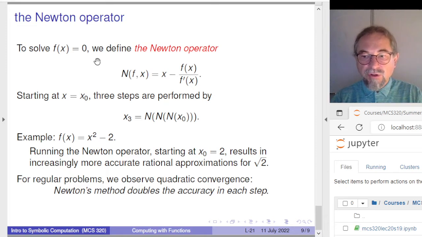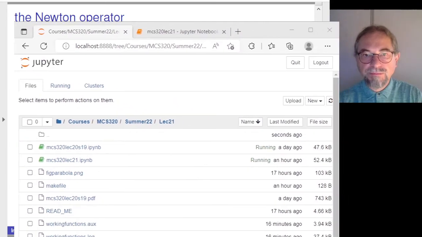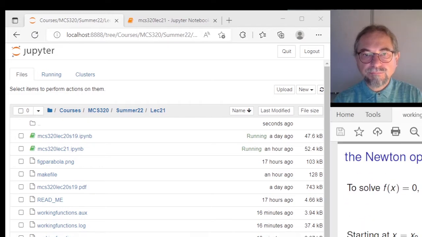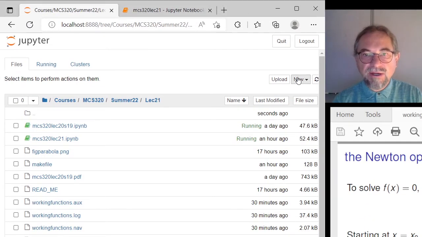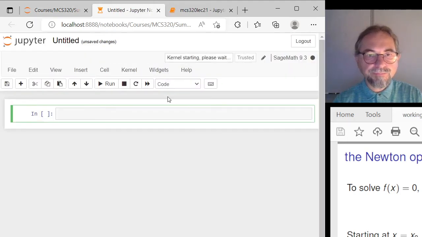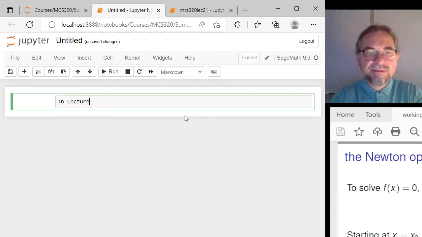Okay, so we have 4 problems to consider. Let me indicate how to solve these 4 problems using SageMath in a Jupyter kernel. I will start out with a new Jupyter notebook, starting out by saying that in this lecture 21 we compute expressions with functions.